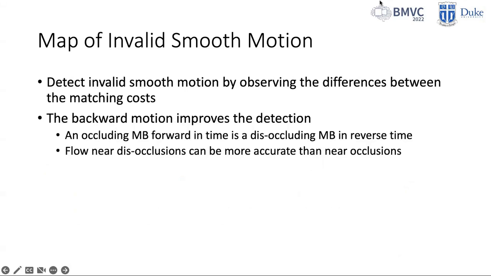Therefore, by distinguishing different patterns in the differences of the matching costs, we are able to identify those invalid smooth motion. We also found that adding the background motion improves the detection accuracy. An occluding motion boundary forward in time is a disoccluding motion boundary in reverse time. It is often the case that the flow estimates near these disocclusions are more accurate than near occlusions. With better estimated flow on one side of the motion boundaries, the map of invalid smooth motion is also more accurate.